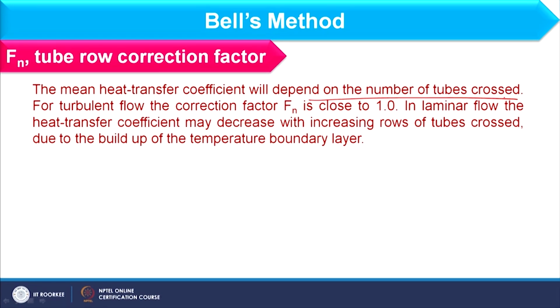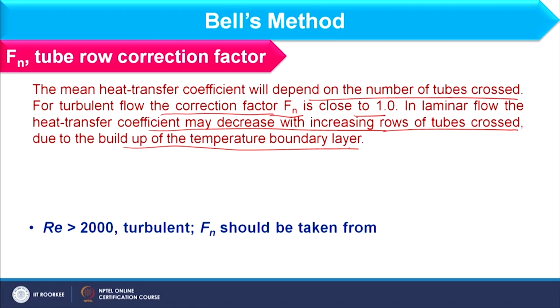Okay. So, for turbulent flow, factor Fn is close to 1. In laminar flow, heat transfer coefficient may decrease with increasing rows of tubes crossed due to build-up of the temperature boundary layer. So, these are some points about the Fn correction factor. Now, we will see how this factor can be obtained. It will depend on the Reynolds number.